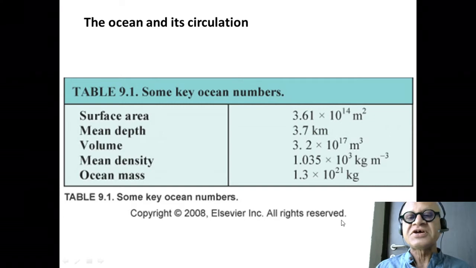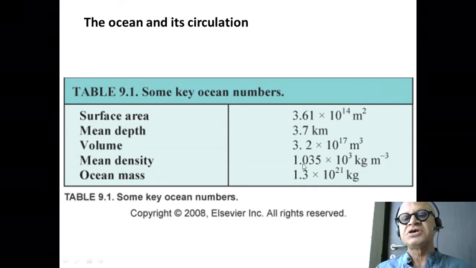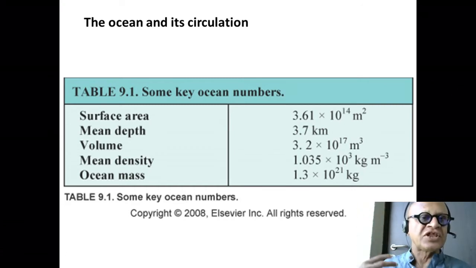The surface area, mean depth, volume, mean density, and ocean mass are given here. The mean density, you see that it varies by a tiny bit from the density of the fresh water, but this does matter in terms of creating a density driven circulation and in terms of freezing ocean water, producing sea ice, and so on and so forth. Many things are affected by salinity.